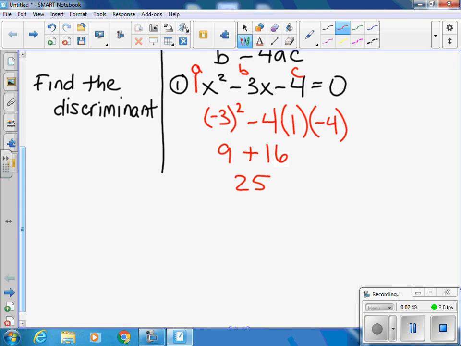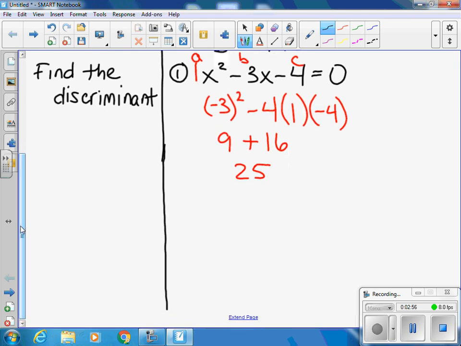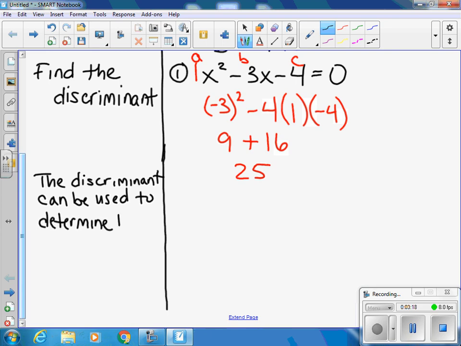Now, the only information that that's going to give you, it doesn't really mean a whole lot in terms of graphing or plotting. But what it does tell you is how many answers you're going to have. So the next piece I want you to write down is why the discriminant is important. The discriminant can be used to determine how many roots an equation has.